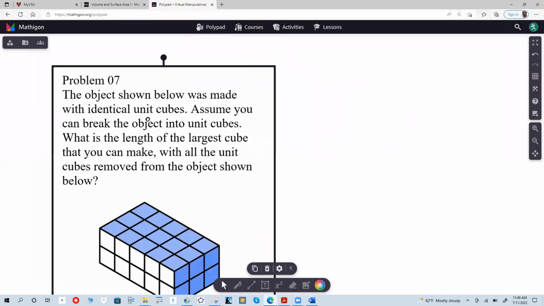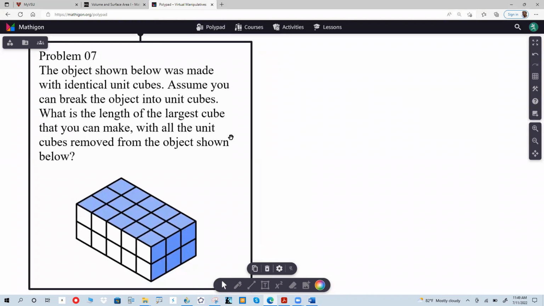Okay, the object shown below was made with identical unit cubes. Assume you can break the object into unit cubes. Well, how many are there? Let's find out. I know I didn't read the whole question.